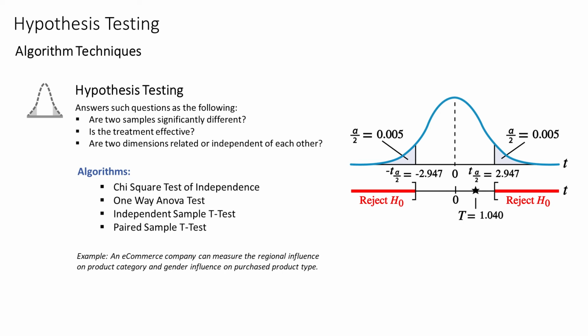Now let's look at hypothesis testing. Hypothesis testing answers many questions, examples of which are illustrated on this graphic. It will help you determine whether two samples are different, whether medical treatments are effective, whether two dimensions under consideration are related or independent, and many other refined determinations.